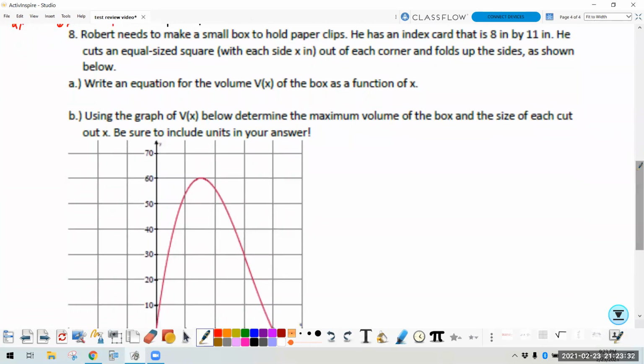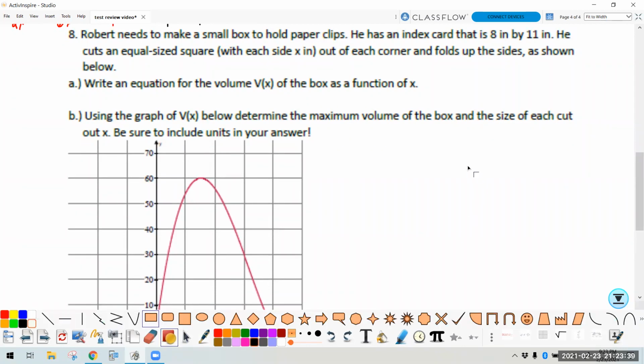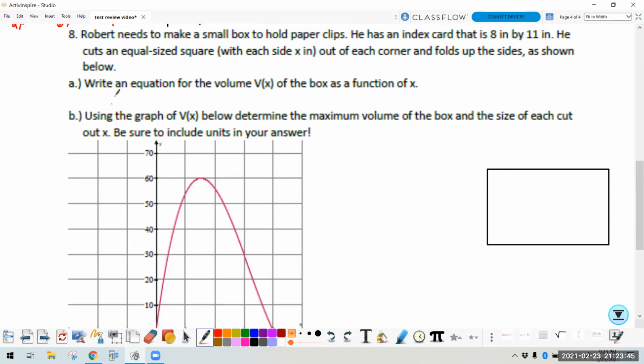Okay, Robert needs to make a box to hold paper clips. So let's picture that index card, because we have to write an equation. So this side is 8 by 11, and it says he's cutting out equal side squares of x from each corner.